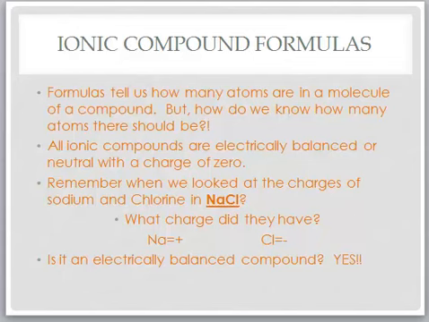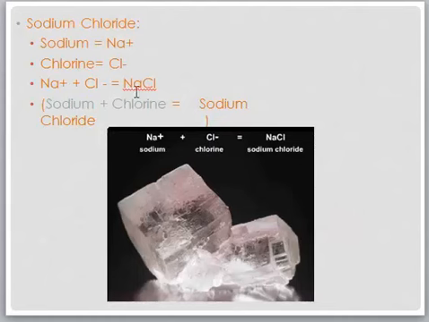Let's look a little bit closer at that. So, sodium chloride. We know that sodium has a positive charge. We know that chlorine has a negative charge. So when we are building this chemical formula, we would build it like this. Na plus a Cl minus gives us NaCl. There's no numbers here. There are no charges. It is electrically neutral. It is an ionic compound. Sodium plus chlorine gives us sodium chloride.